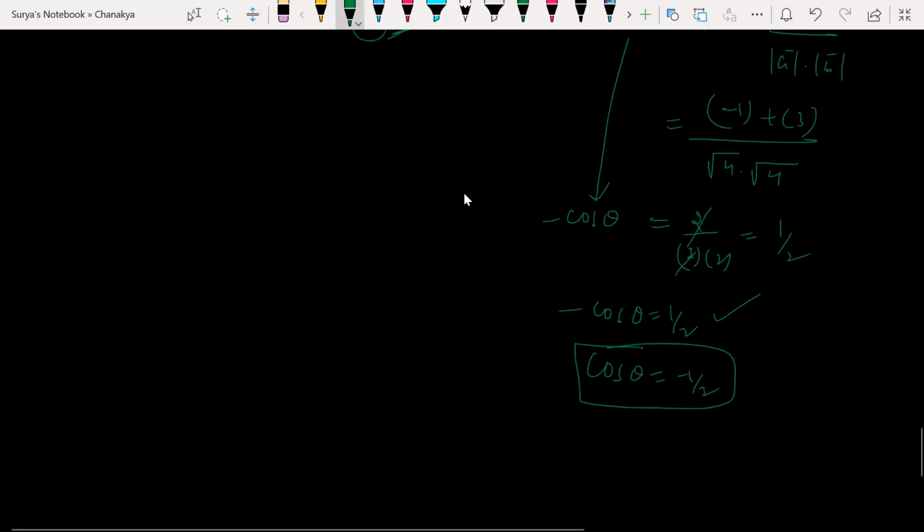Now cos theta, I got a negative value here. Look at it here. Cos theta is negative in which quadrant? Cos theta is negative in the second and third quadrant.